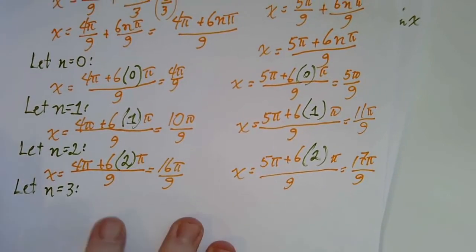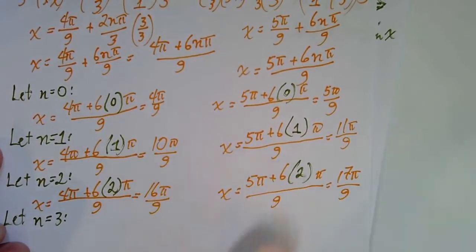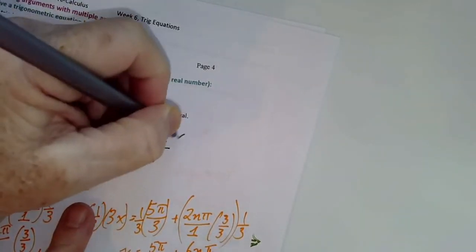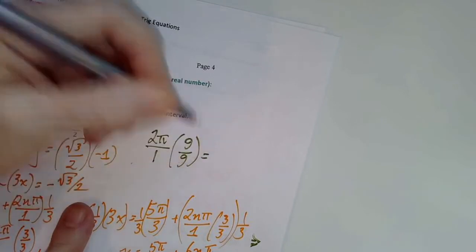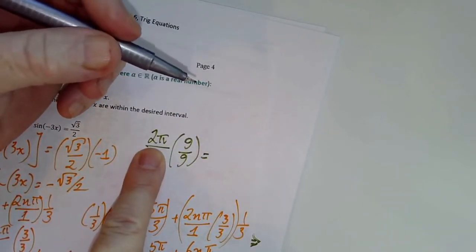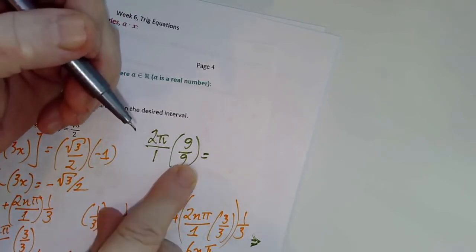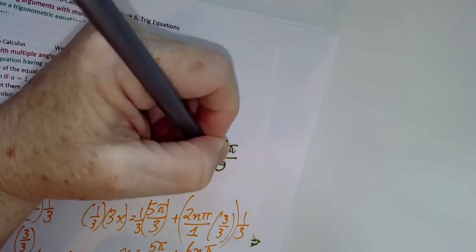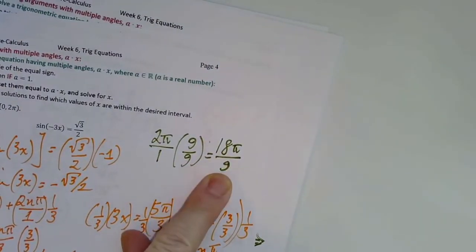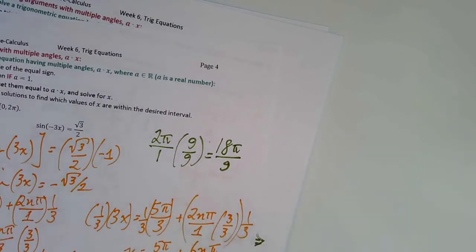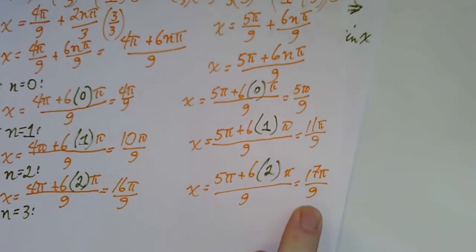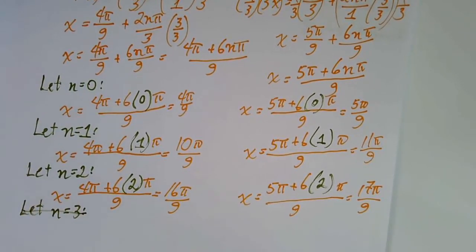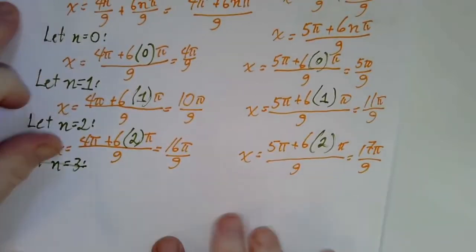Well, let's check it out. We've got denominators of 9 all the way. So I want to see 2 pi over 1 times 9 over 9. This will give me something equivalent to 2 pi, but with a denominator of 9. 9 times 2 is 18. So I can go up to 18 pi over 9, but no bigger. And I'm already at 17 pi over 9, so I do not need to do 3 pi, letting n be 3. And now let's write our solutions.